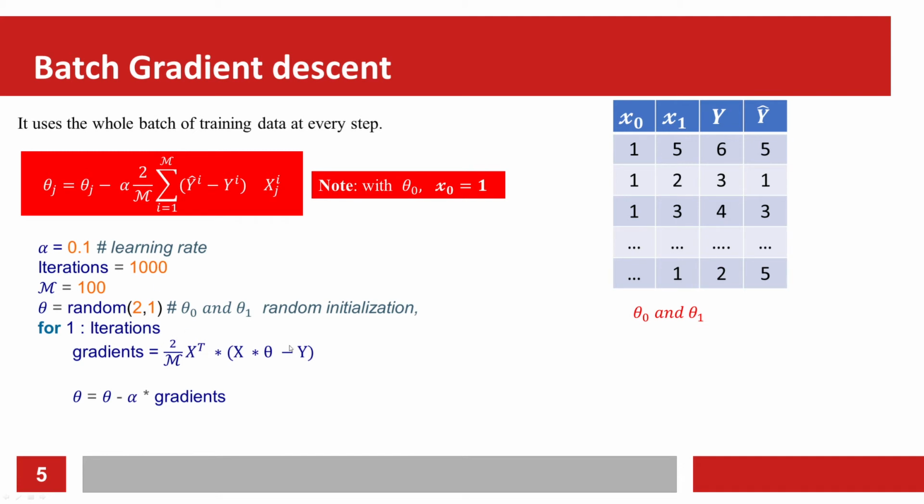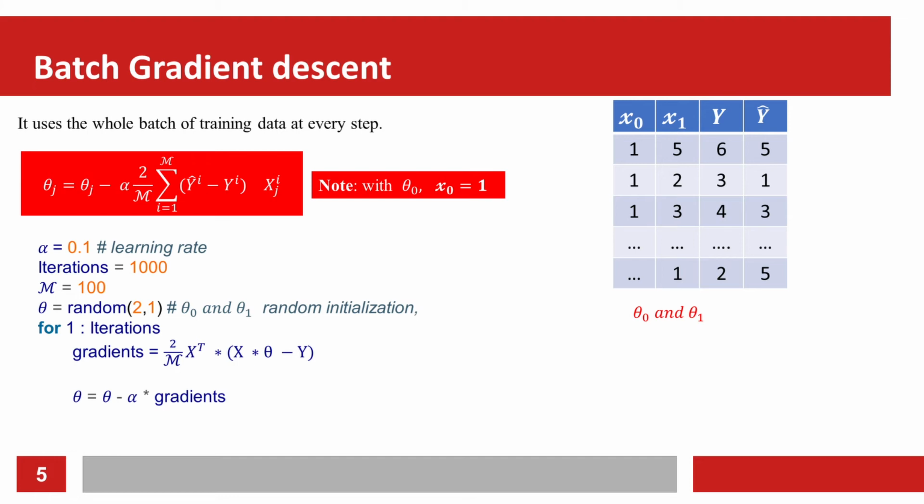And this is the iteration from 1 to 1000. This is, for example, the gradient. It's this part of the equation, and now you update theta. In this example it's vectorized. It's not C++ code, it's vectorized.